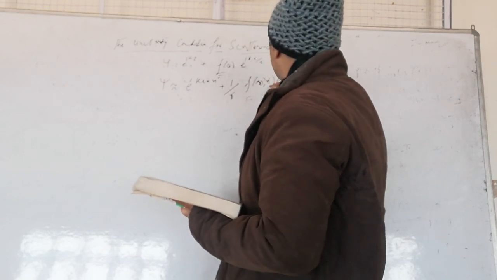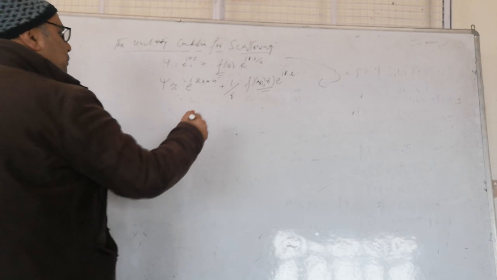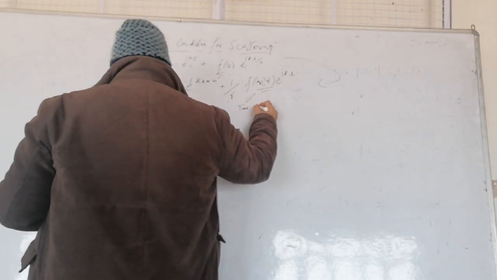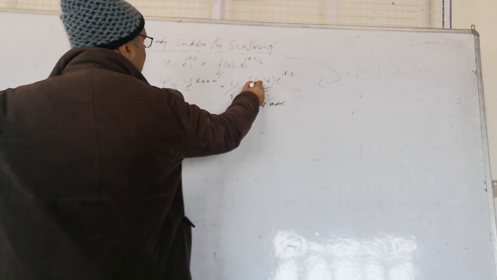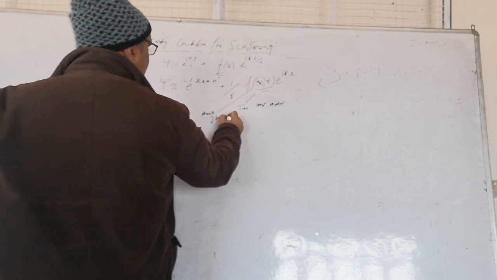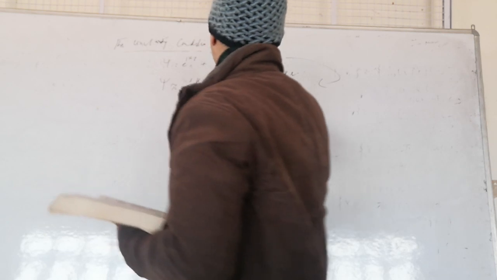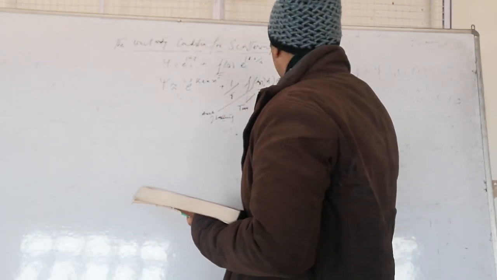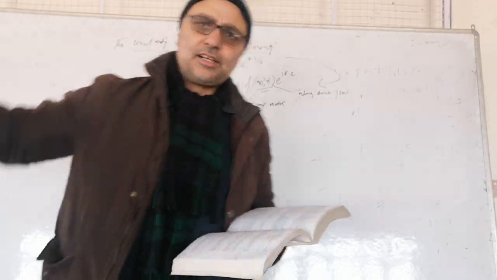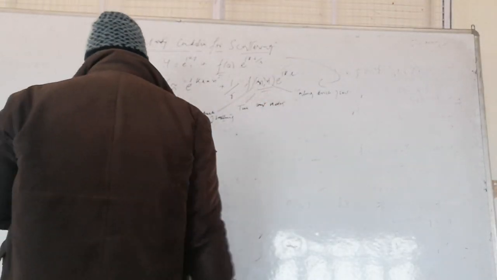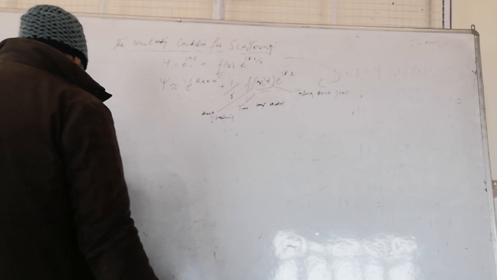So this formula we can write in some altered way like this: f of n prime e to the iota k dot r, where n and n prime are two unit vectors. One is in the direction of incidence and the other is along the direction of scattering. So the incident angle, and we take these two to represent n points, and the angle between them.